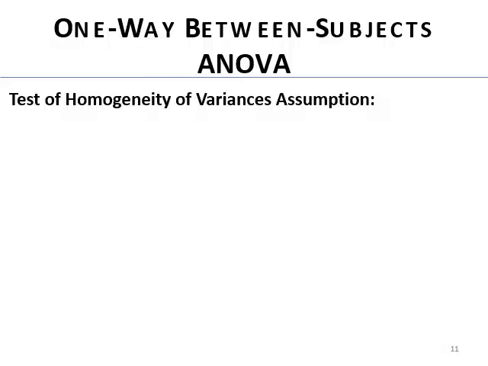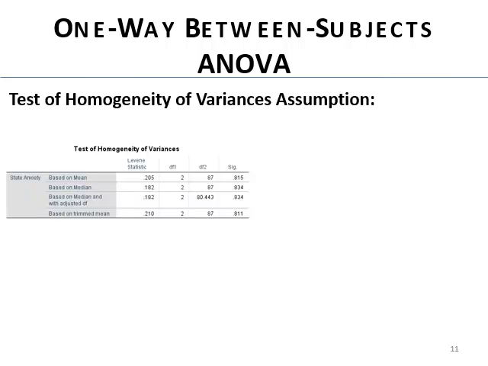So the next thing that appears on the output is the test of the homogeneity of variances assumption. This is the assumption that ANOVA is not robust to. That is, if you violate it, it really messes up the results pretty badly. And so you do want to test it. It's called the test of homogeneity of variances.